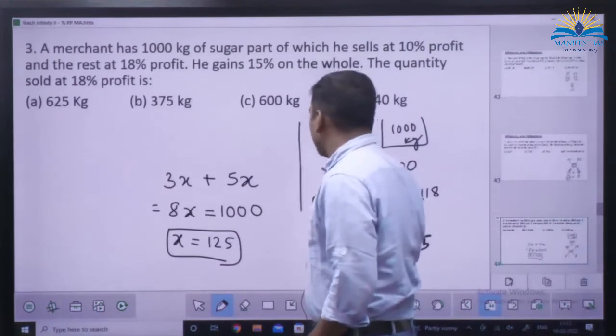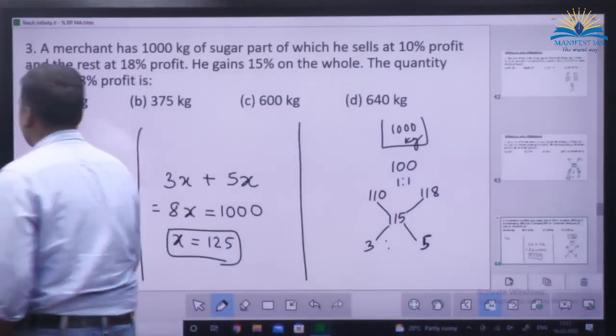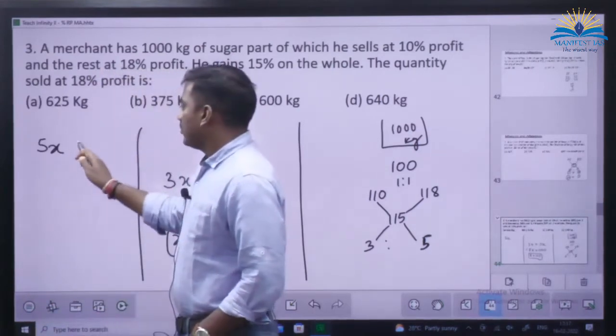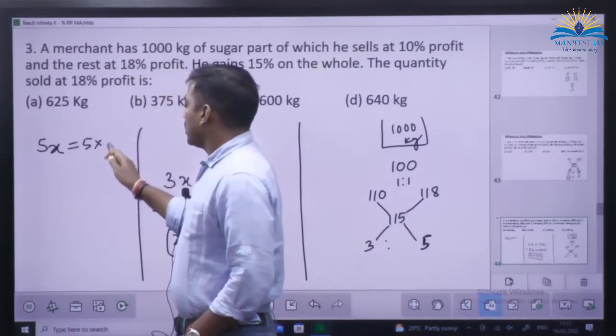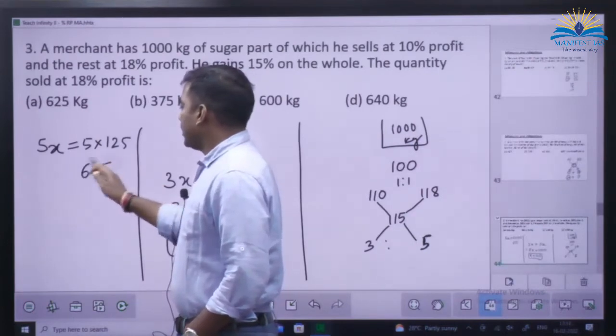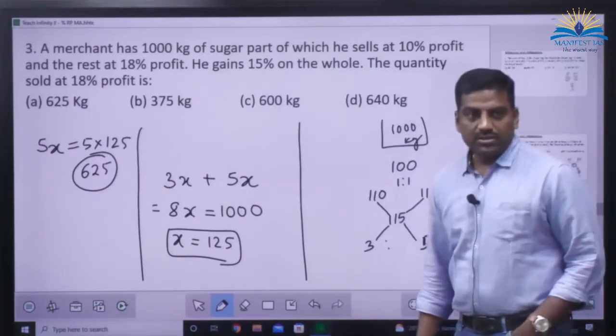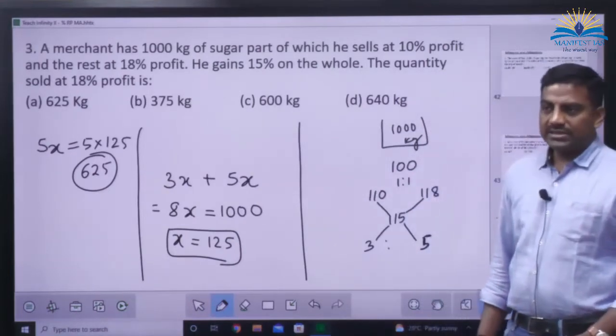5x is equal to 5 into 125, that is 625. So I sold 625 kgs of 18% profit sugar. Yes?